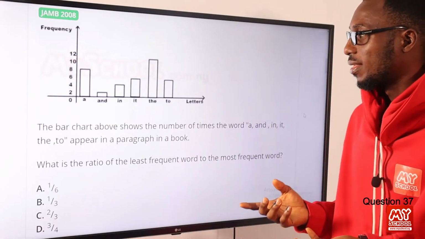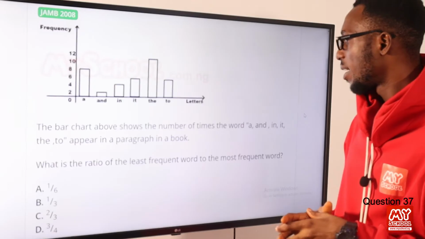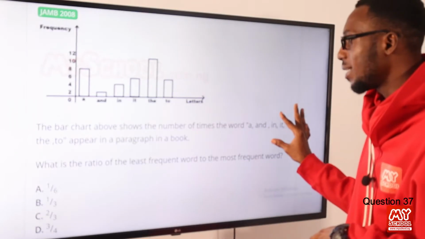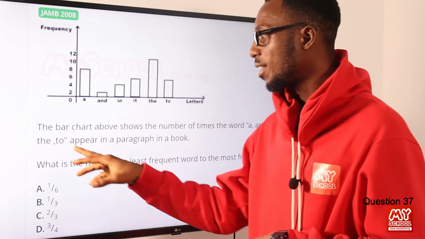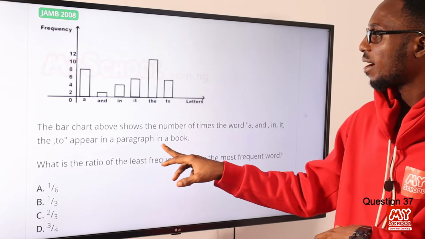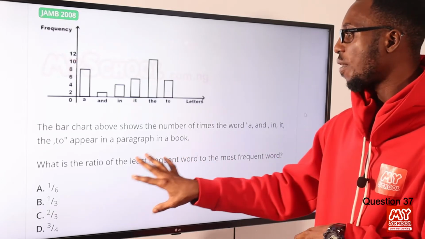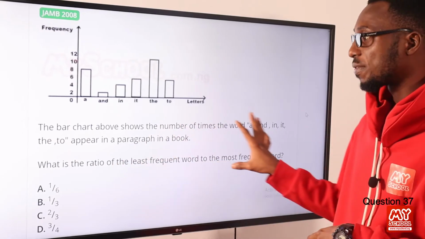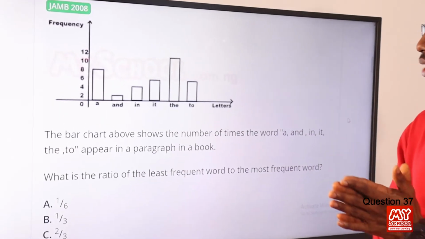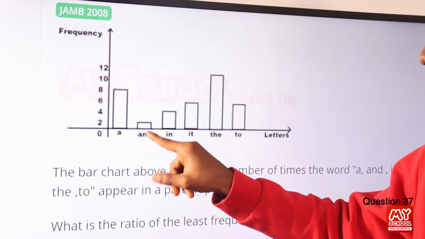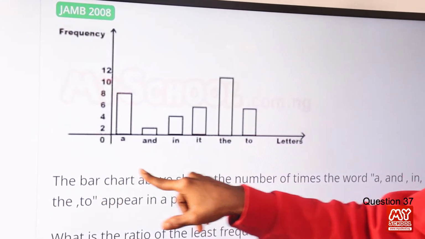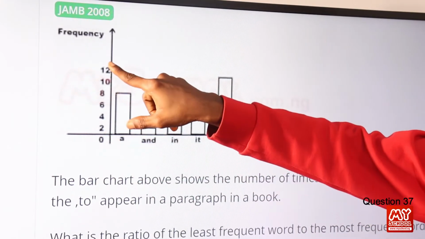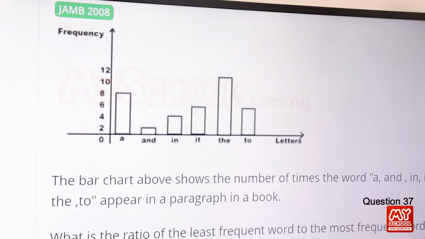37. The bar chart above shows the number of times the words a, and, in, it, the, to appear in a paragraph in a book. What is the ratio of the least frequent word to the most frequent word? So least frequent to most frequent. So we have to find the ratio. At first, what is the least frequent? That should be 'and', and its frequency is 2. The most frequent, you can see the tallest bar here, that is 'to', 12. So we have 2 ratio 12, that is 2 divided by 12, that is 1 over 6.